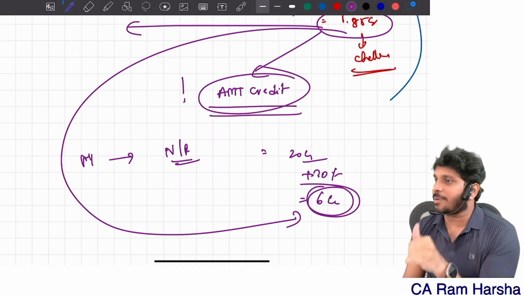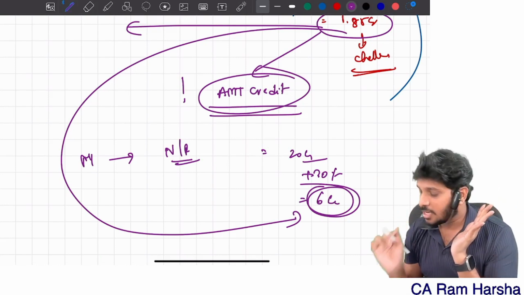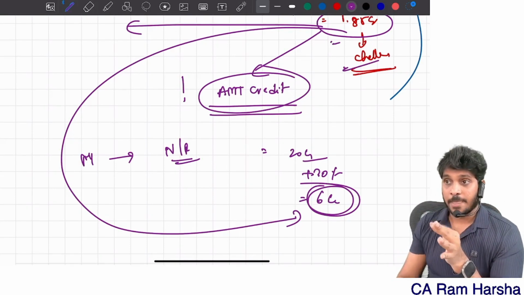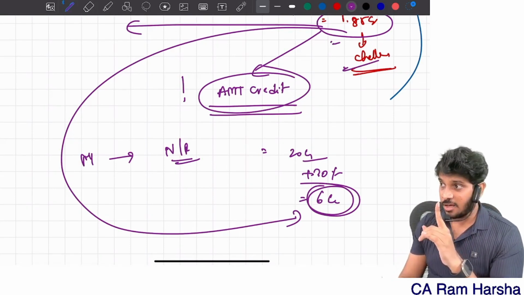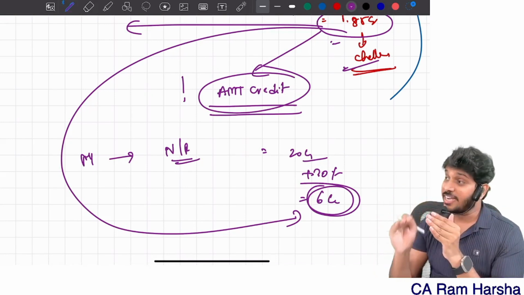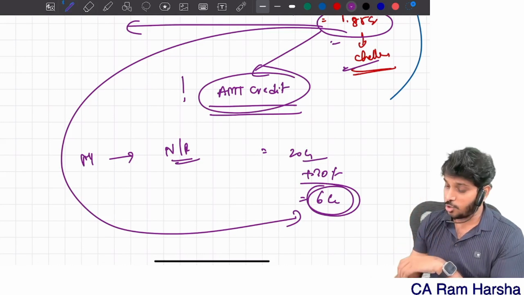AMT is just a working note at the time of tax computation: minimum how much I should pay tax. For that reason only you are doing AMT. Are you getting it? So compute tax. AMT you pay. Every year as per AMT, whatever tax comes, that minimum you should pay. Beyond AMT you have a tax in normal regime only. Normally you have 6 crore tax.